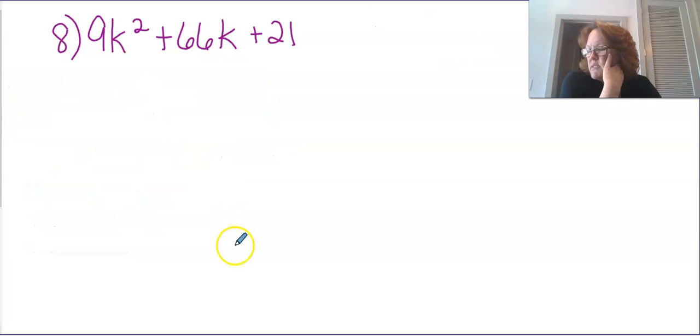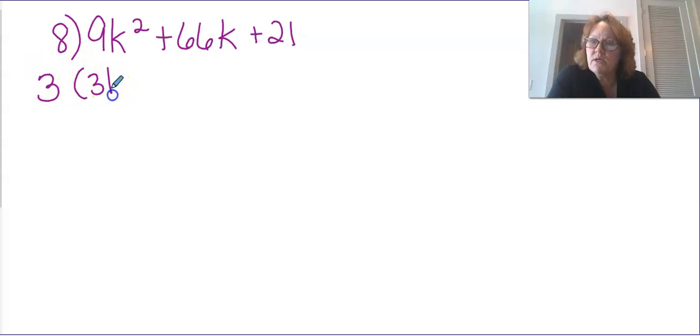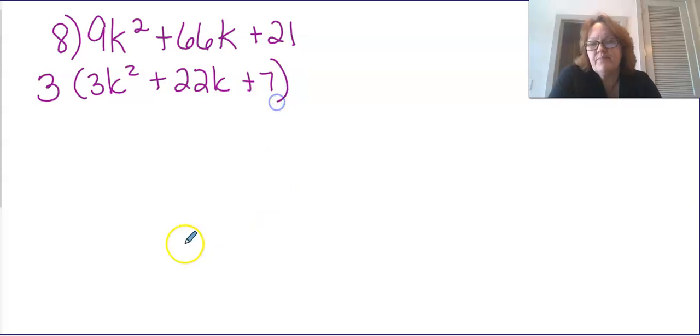So instead of doing number 7, I decided to do number 8 because I wanted to show you that if you do see that the two coefficients and the constant have a factor in common, you can still pull out that greatest common factor before you do anything else to it. So let's take out a 3 from these. I have 3k squared plus 22k plus 7. So then I'm working with just a little bit smaller numbers.